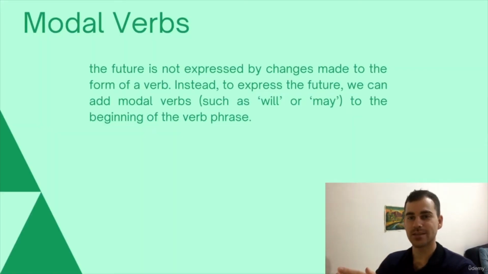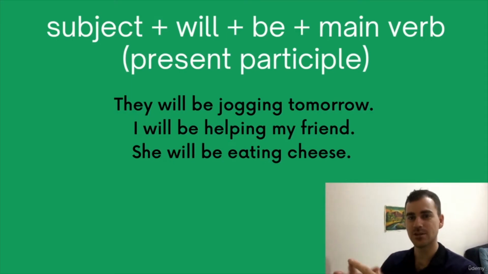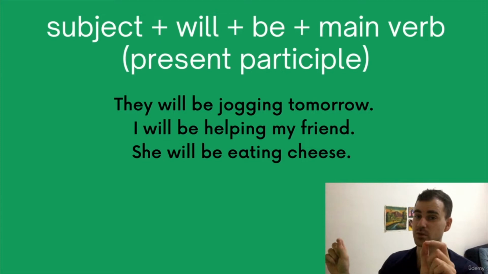The future tense in English is not expressed by changes to the actual verb. Instead, we put a modal verb before the main verb to indicate future. Modal verbs are verbs such as will or may. We put this at the beginning of the verb phrase. The main structure of the future continuous is subject, will, be, and then the main verb. And it's in the present participle, which means we add ing.